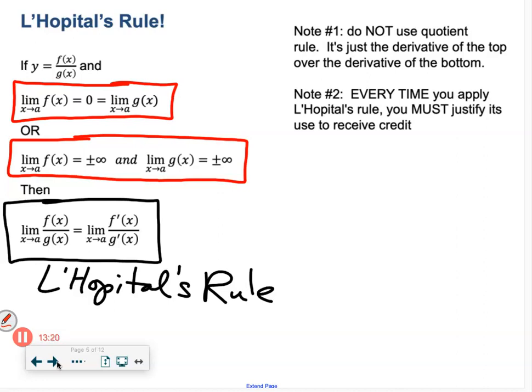You should know that I tend to use the word L'Hopital as a verb, even though it's actually a name and a noun. The rule is a noun. L'Hopital itself is a name. But I tend to use it as a verb.